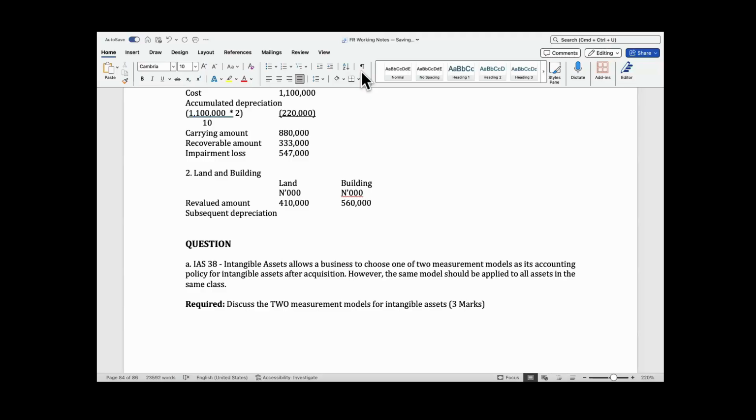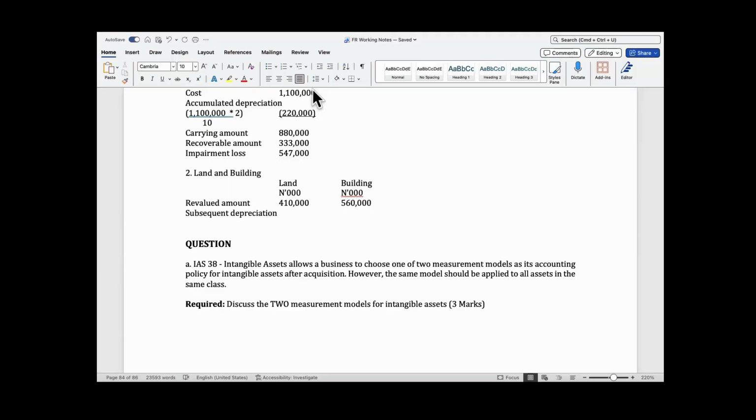Hello, who can tell me why is land not depreciated? Because it appreciates. Don't say it. So can I try? Yeah. Land is not being depreciated because we can't determine its useful life. Fantastic. That's absolutely correct. Because we can't estimate its useful life.